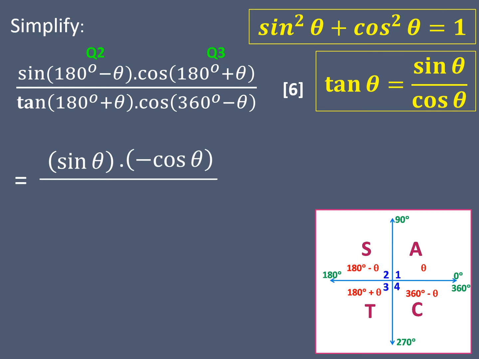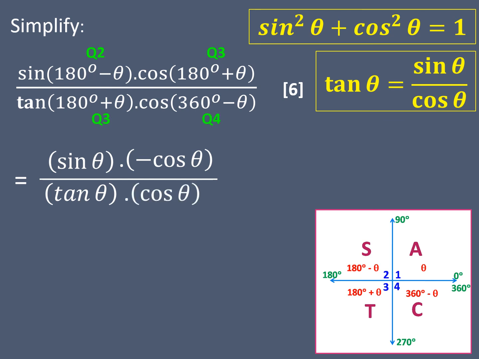Please notice that I put my trig functions in brackets. I don't want to suddenly make that subtraction, sine theta minus cos theta. It is sine theta times minus cos theta. So just to avoid mistakes, write your trig functions in brackets. Tan of 180 plus theta. Now 180 plus theta lies in the third quadrant, and in the third quadrant, tan is positive. 360 minus theta is in the fourth quadrant, and in that quadrant, cos is positive.